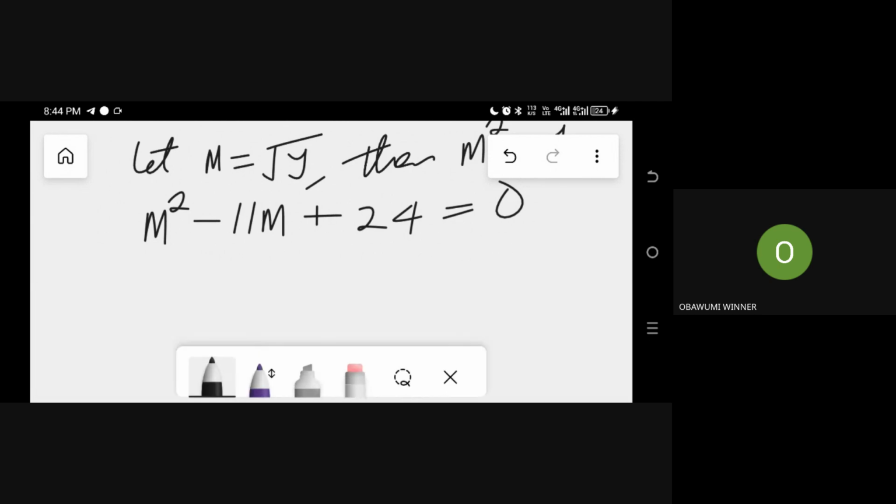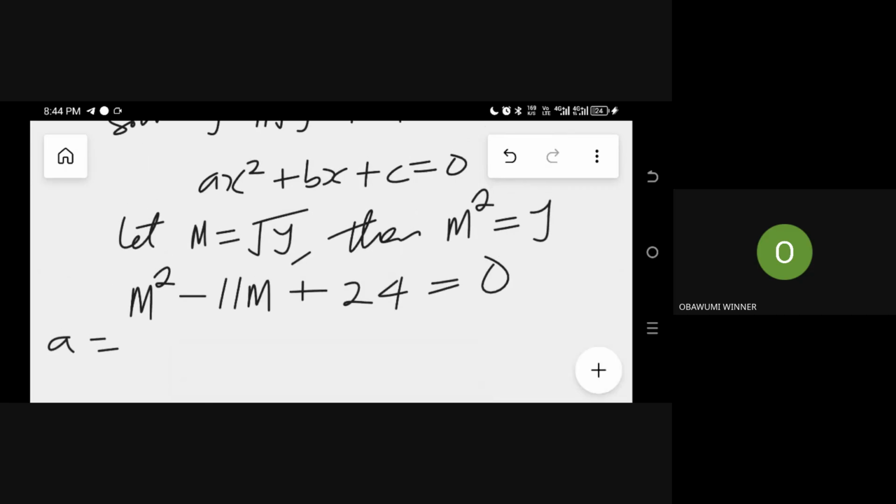We're using the formula method. So you have to state what your A is. Remember, your A is that number that is attached to the S, the one with the square. In this case, it's not S squared, it is M squared. So whatever letter it is, the number attached to the one with the square is A.